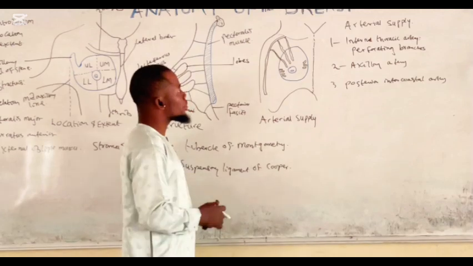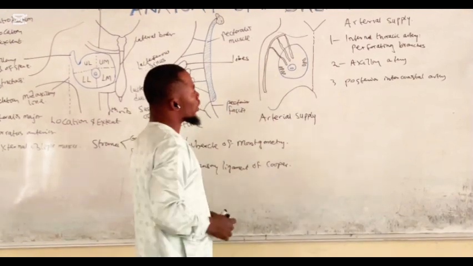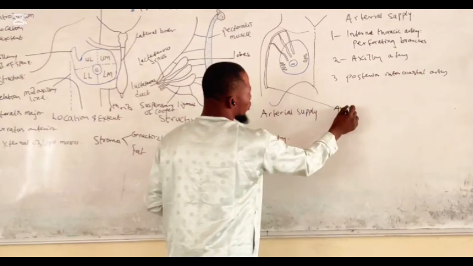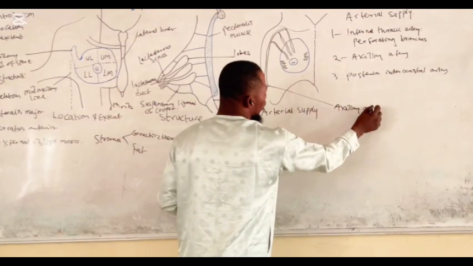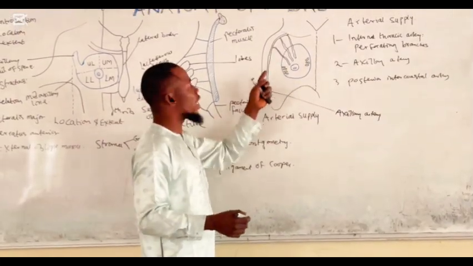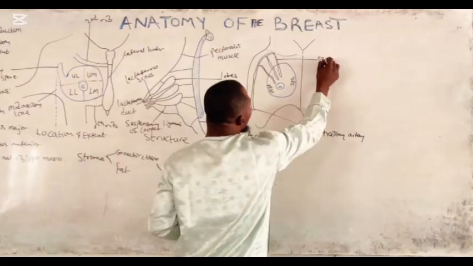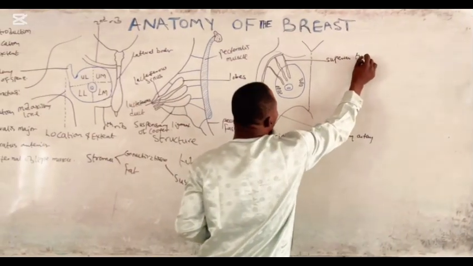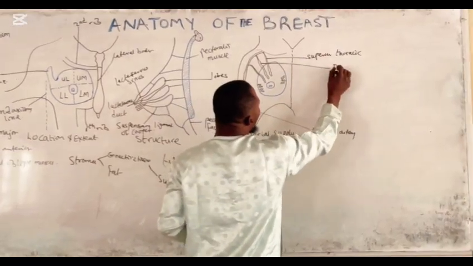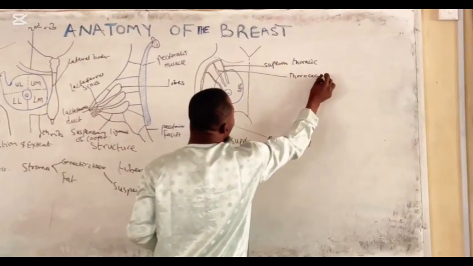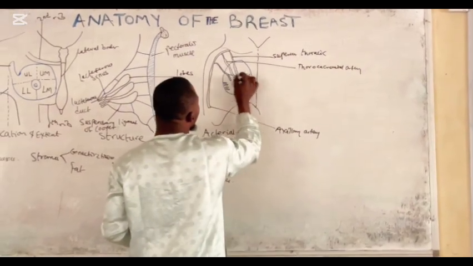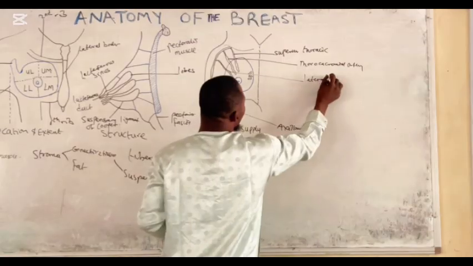Coming to this structure here, this is about the arterial supply of the breast. Here is the axillary artery. And we said the branches of the axillary artery that supply the mammary gland are 1. the superior thoracic artery, 2. the thoracoacromial artery, and 3. the lateral thoracic artery.